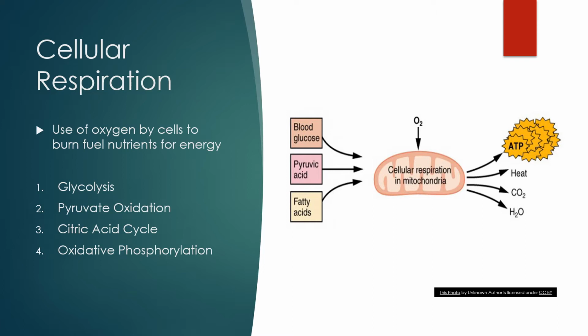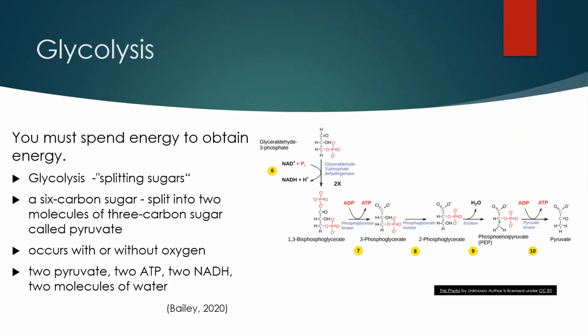Let's review cellular respiration. The first step is glycolysis, then pyruvate oxidation, the citric acid cycle, and oxidative phosphorylation. In glycolysis, you have to spend energy to obtain energy. It's like telling someone who owns a business, you need to spend money to make money.